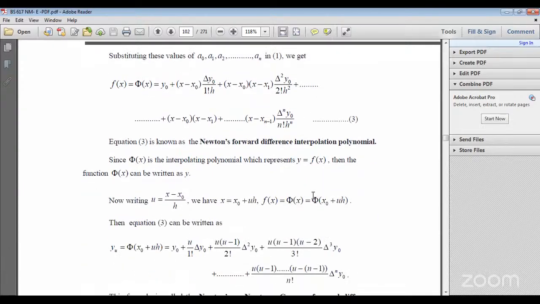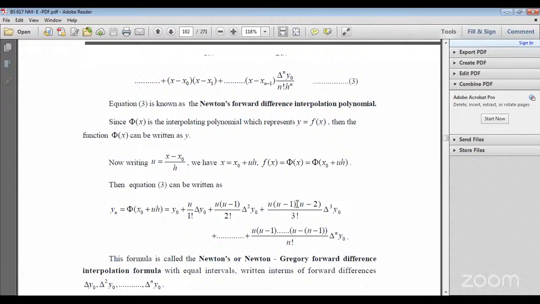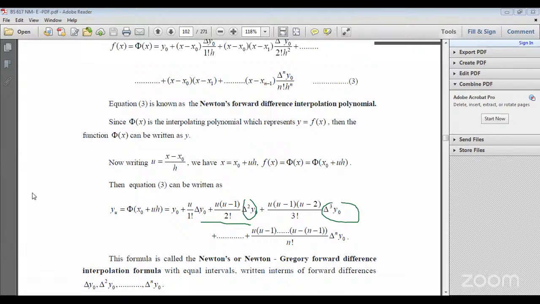up to (x minus xn minus 1) delta power n y0 by n factorial h power n. This is Newton's forward difference interpolation formula. If y is equal to f of x, then phi of x can be written using u equal to (x minus x0) by h, so x is equal to x0 plus uh, and phi of x is equal to phi of x0 plus uh. Therefore yu is equal to y0 plus u by 1 factorial delta y0, plus u(u minus 1) by 2 factorial delta square y0, plus u(u minus 1)(u minus 2) by 3 factorial delta cube y0, and so on, up to u(u minus 1)(u minus 2) and so on to (u minus n plus 1) by n factorial delta power n y0.